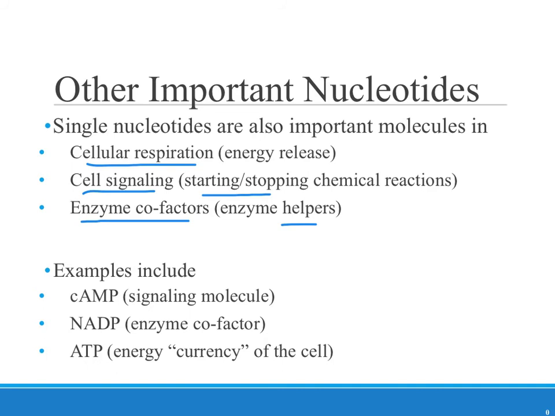So some examples of these types of nucleotides, and because their names are quite long, we often use just the letters to abbreviate them. So we have cAMP, which is a signaling molecule. It's one of the ones that gets a chemical reaction started inside a cell. NADP is an enzyme cofactor, so it's going to work with an enzyme to help some chemical reaction happen. And then ATP, which we heard about a lot in biology, which is our energy currency of the cell. It's how we pay for things with energy in the cell.